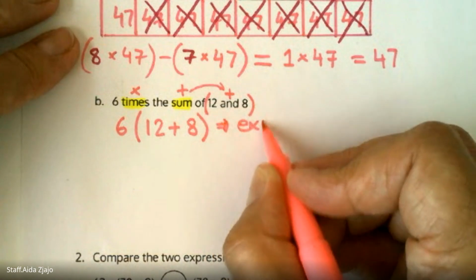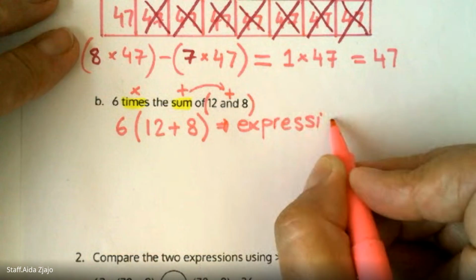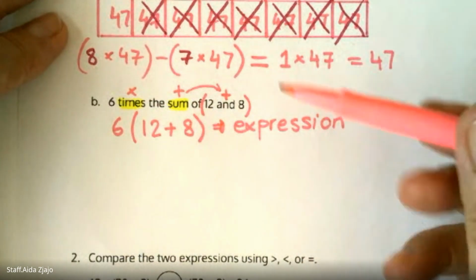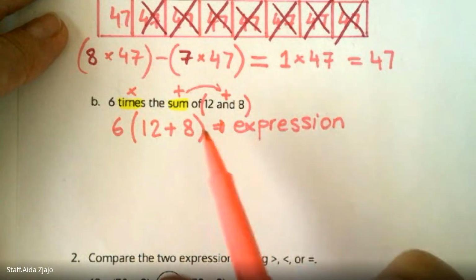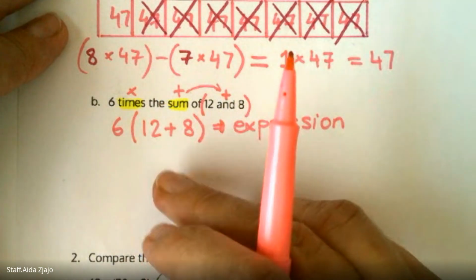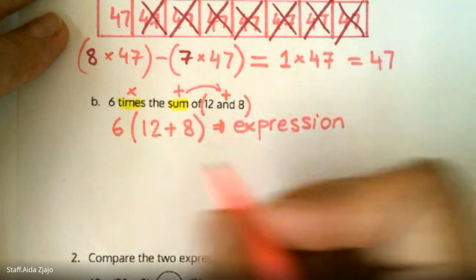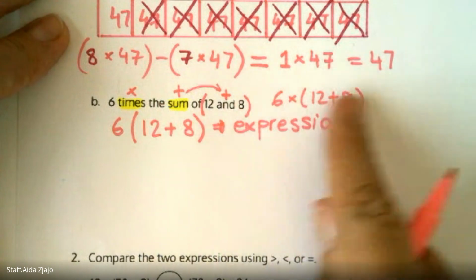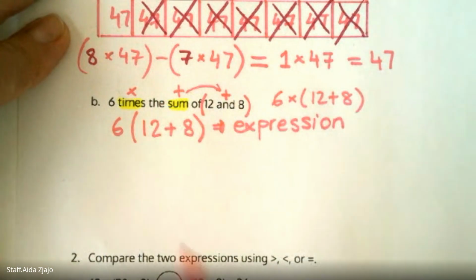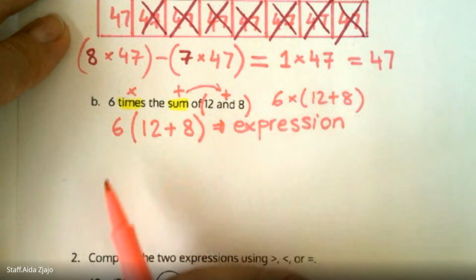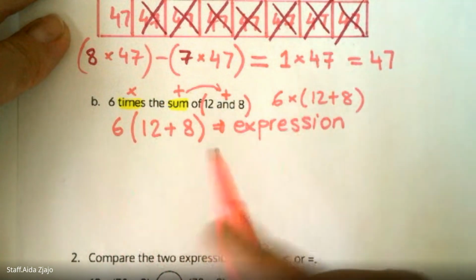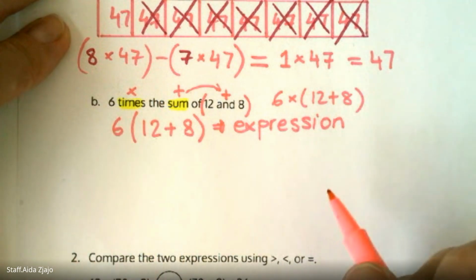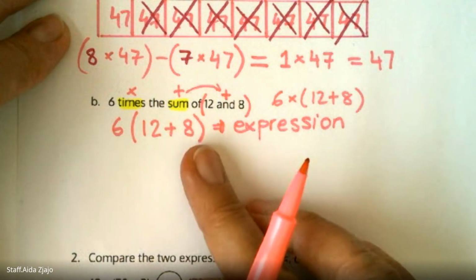that is the expression of that word situation. Now you can also draw a picture of 6 groups. So look, 6 times 12 plus 8. It's the same thing. It's just that the invisible multiplication is right here, that you usually don't put in, but you need to know that in between numbers and parentheses there is a multiplication operation. 6 groups of this, 12 plus 8.